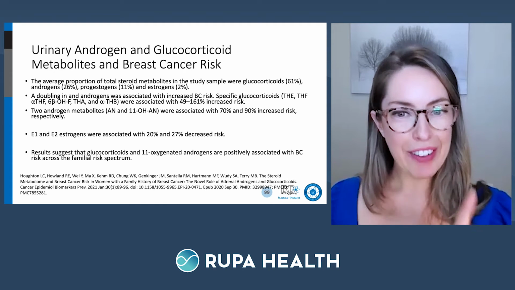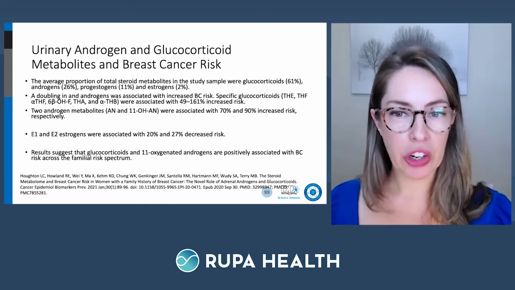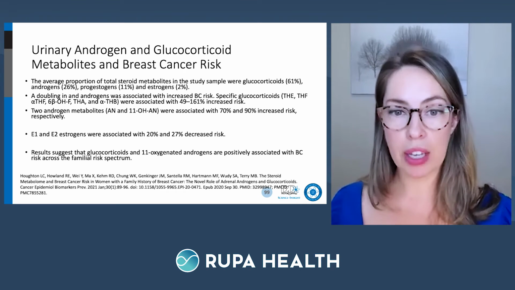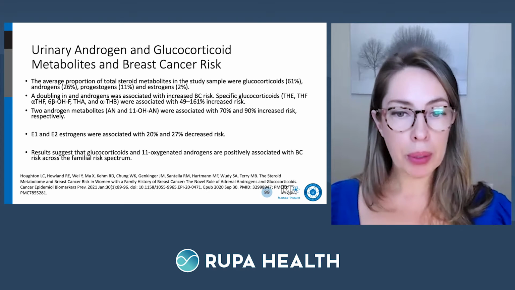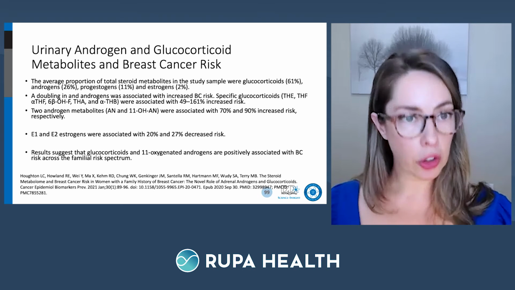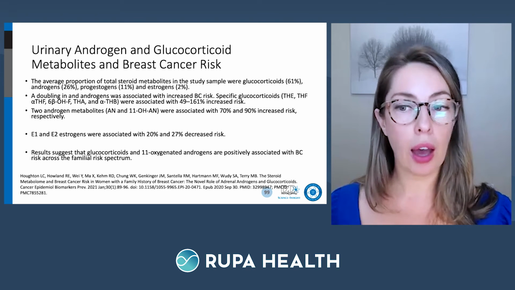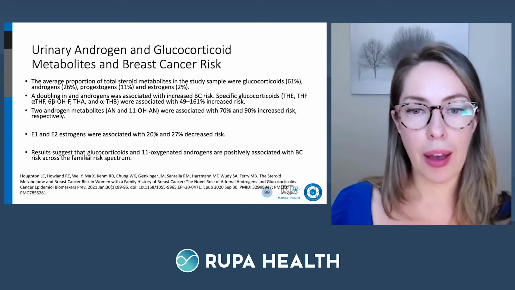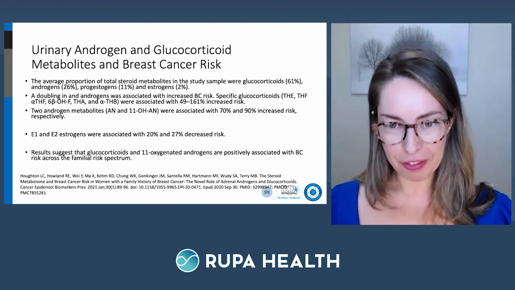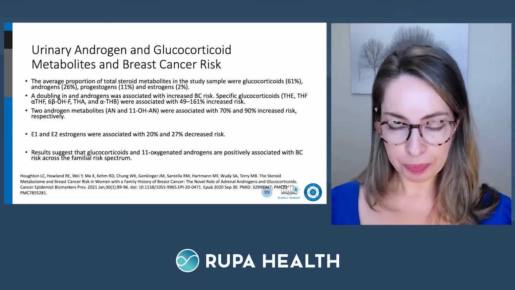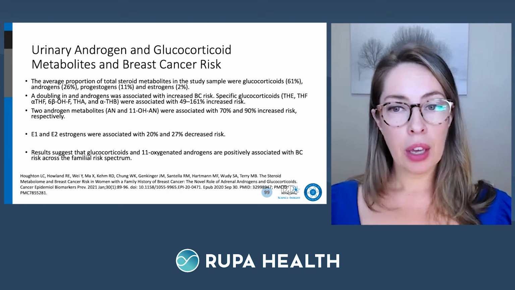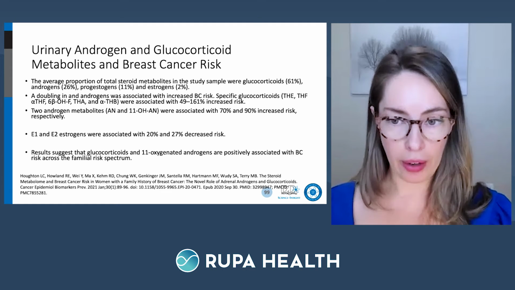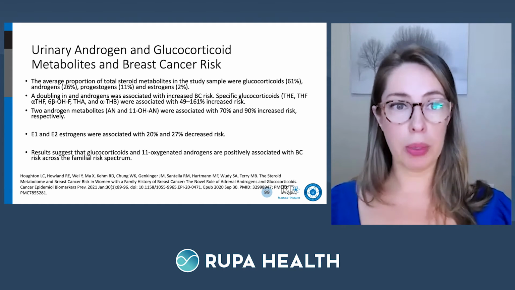There was one study I found that's fairly new, 2021, on urinary androgen and glucocorticoid risk for breast cancer. They found a doubling in the androgens was associated with increased breast cancer risk, and specifically the glucocorticoids, and I will highlight them on the next page because they get all these shortened versions of them that make your eyes cross. It was androsterone and what I call OHAN. Those were the androgen metabolites that they were looking at.